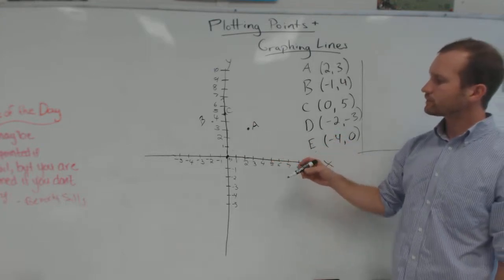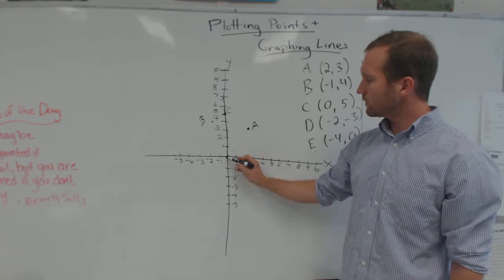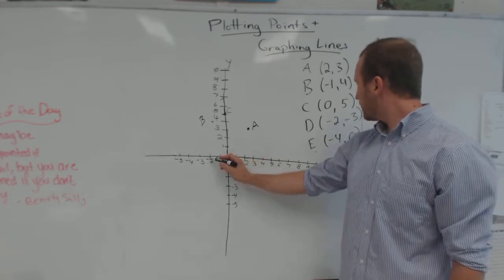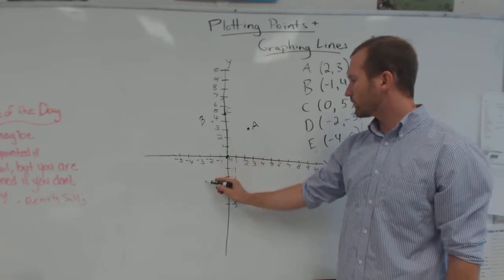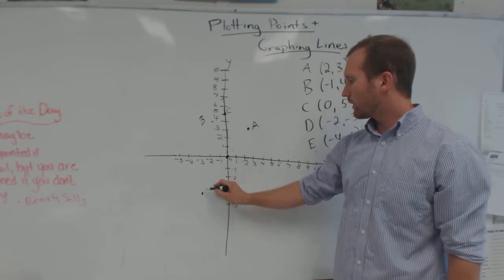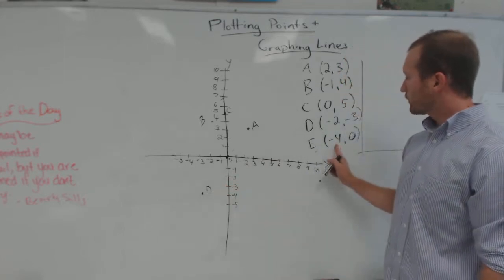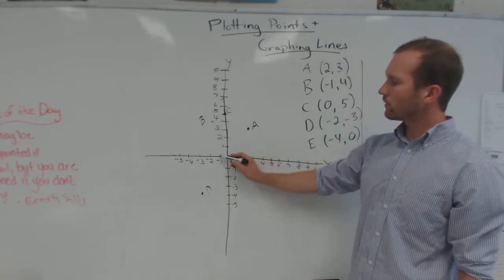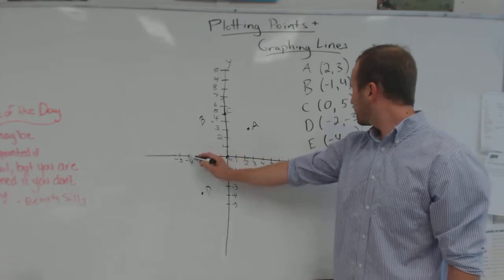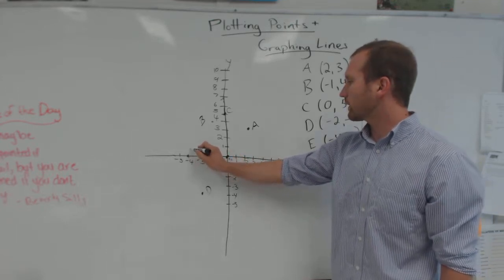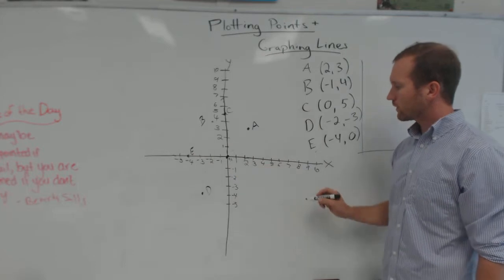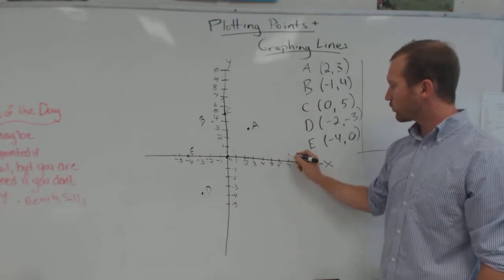Point D, -2, 1, 2, and then -3, 1, 2, 3. That's point D. Point E, -4, 1, 2, 3, 4, 0. So I stay right there.